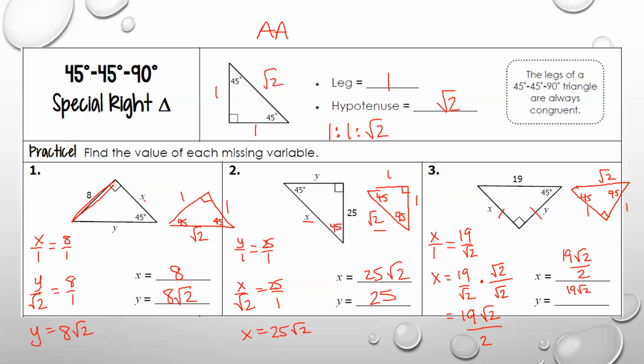So I don't really have to go through this process all over again for y. There could be one more step in a problem like this. If this number right here could have been divided by 2, I would have. So if it had been 18 root 2 over 2, then I would have divided that 18 by 2 and just got 9 root 2. So you might have to simplify one more step if you can simplify this fraction at all. Okay, just keep that in mind.